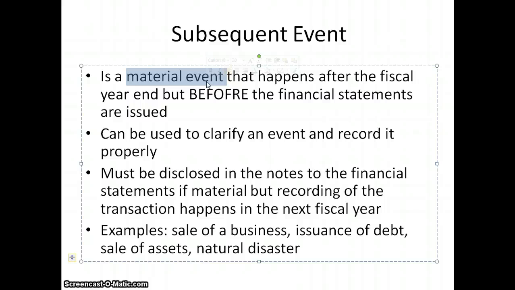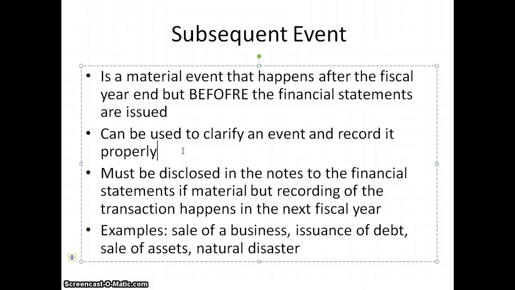So if there's a material event that happens and we know about it, the full disclosure principle wants us to tell them as soon as possible. The information should be timely. But we don't want to record events that happen in the following year because of periodicity. So we just really want to talk about them in the notes to the financial statements. Subsequent events can be used to clarify an event and record it properly.